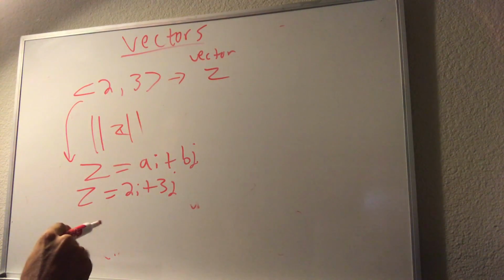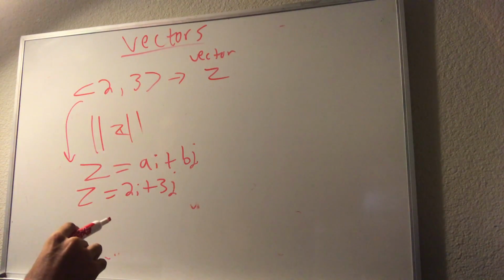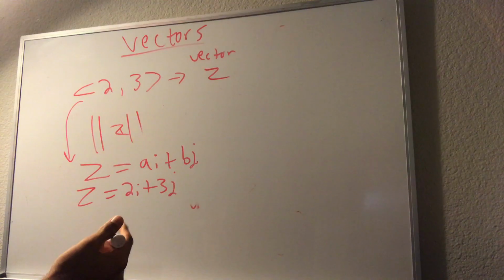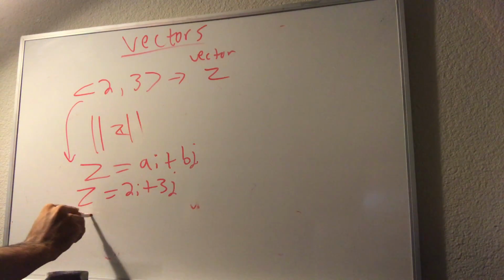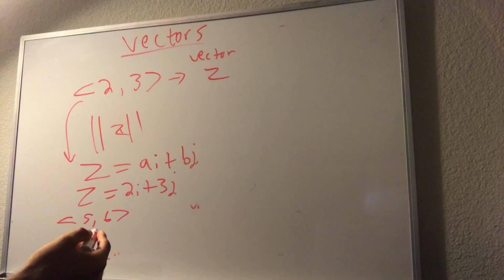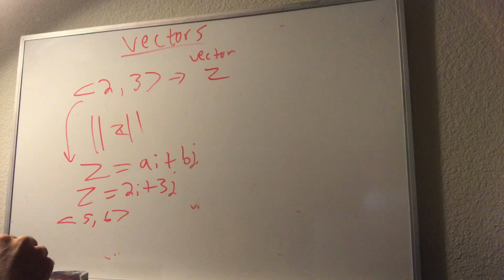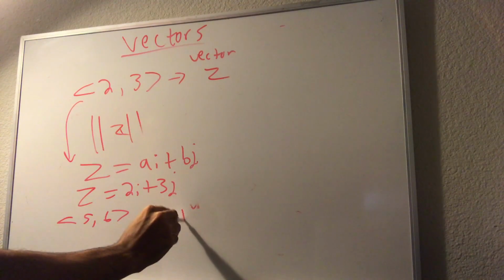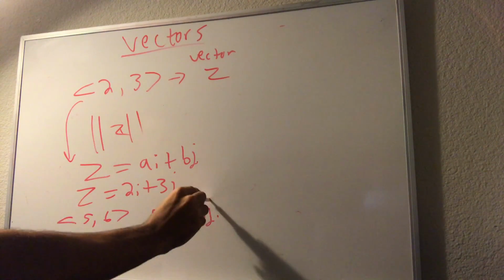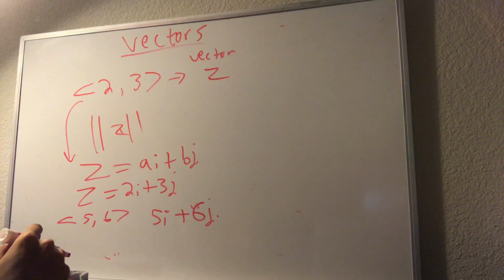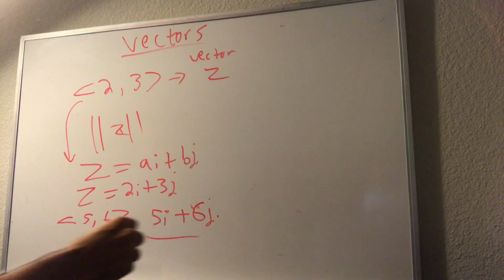The j is associated with the vertical component, and the i is associated with the horizontal component. So you have Z is equal to 2i plus 3j. Or you may have something like 5, comma 6, as another vector, and you will denote that as 5i plus 6j. Again, the i and j are just showing that it's the horizontal and the vertical component that you're talking about.